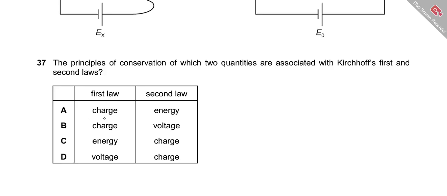And then we know that Kirchhoff's second law, which is the voltage law, says that the sum of EMFs should always equal the sum of PDs in a closed loop, right? So the second is for voltage and the first one is for charge. The one where the first is charge, this right here, is then the correct option.